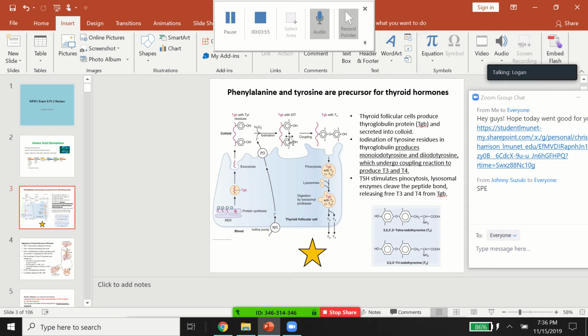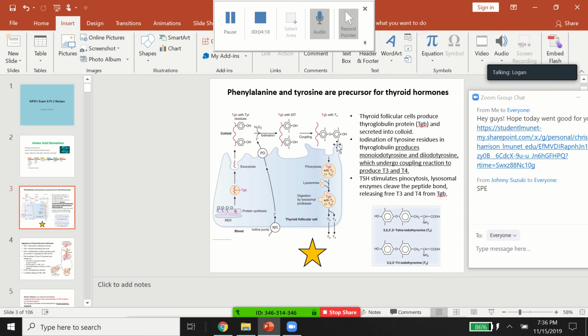Now if you notice, these two can get coupled together, and that's what forms your T4. If you were to combine a monoiodo, so an MIT, with a DIT, so you'd have 1 and 2 together, that's how you get T3. So that's how they're made, because of this whole coupling reaction here, okay?